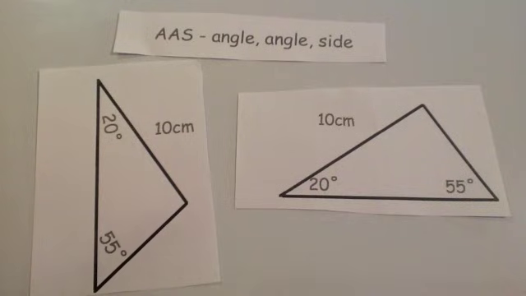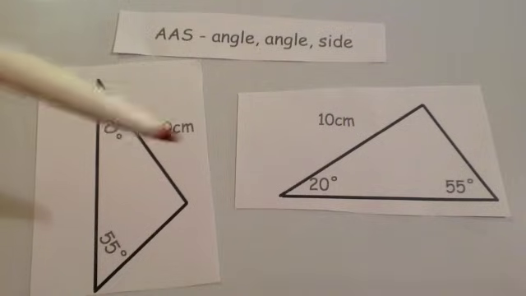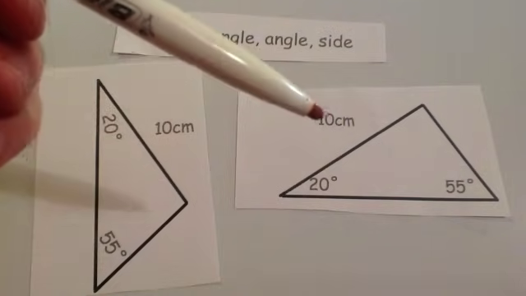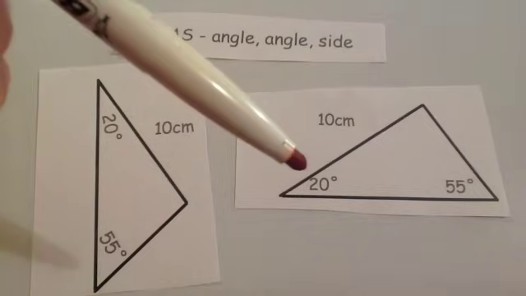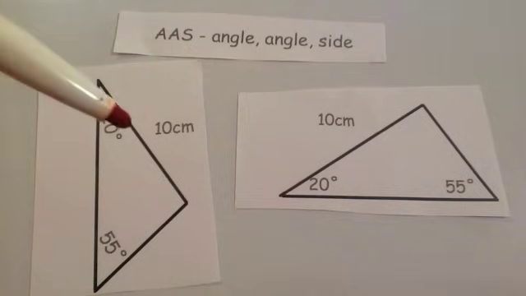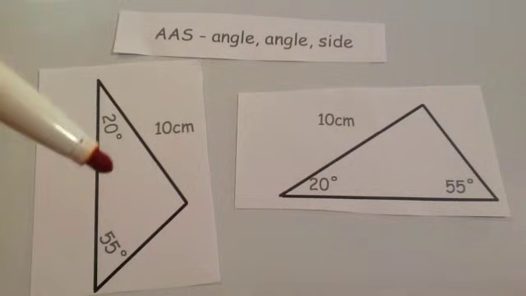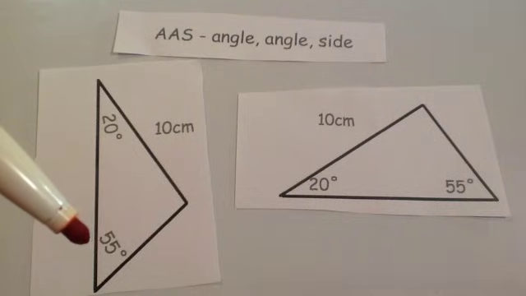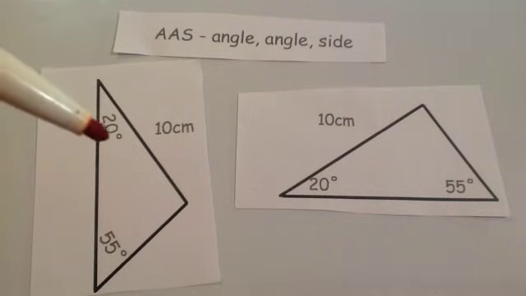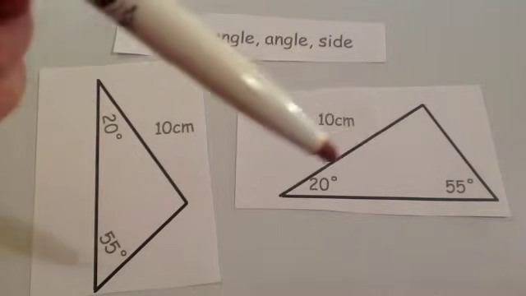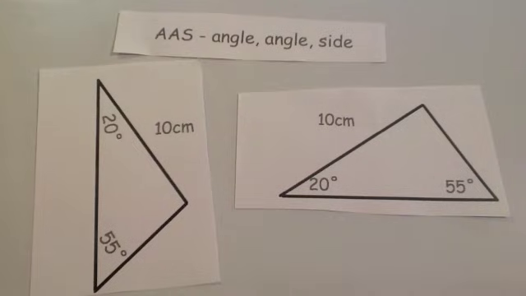Okay, the next condition is angle, angle, side. If you've got two angles and a side that are the same, 55, 20, 10 and 55, 20, 10, then they are congruent. It's very important that the angles are in the right order: 55, 20, and then the 10. Then these triangles would be congruent.